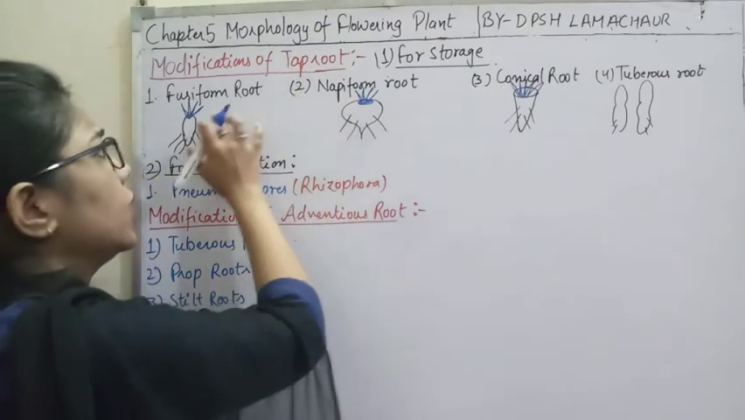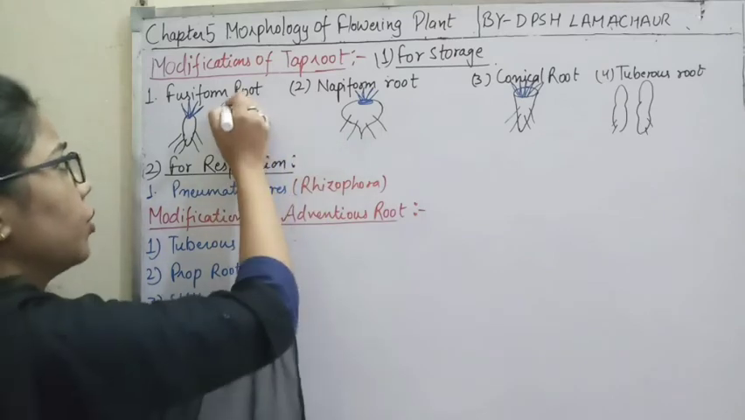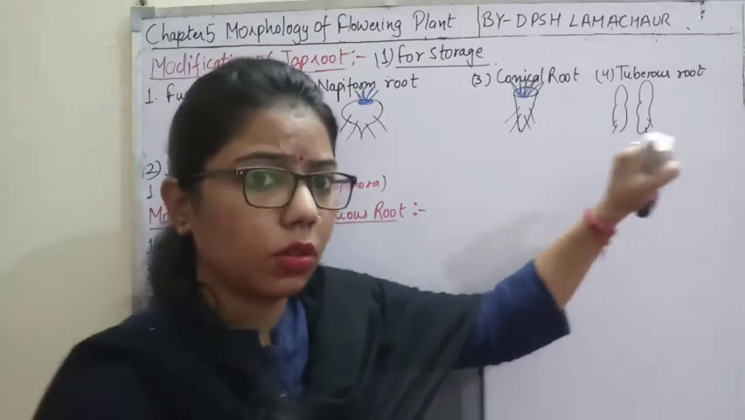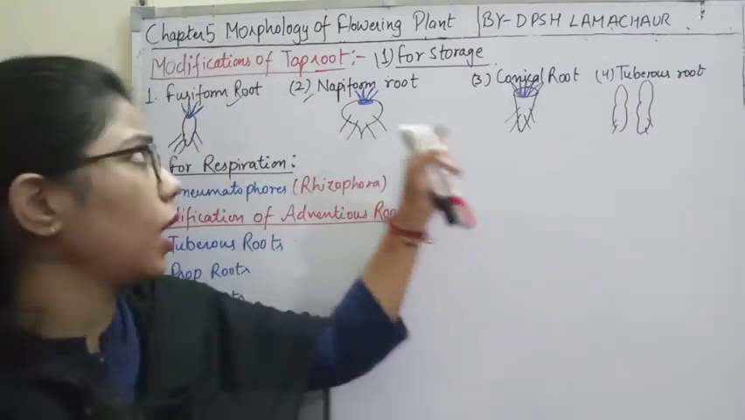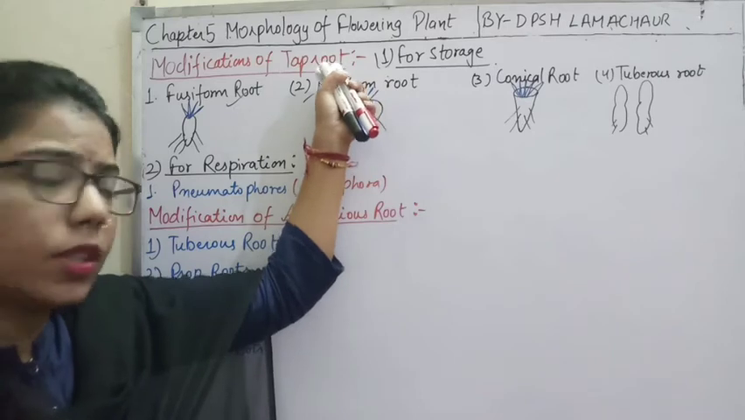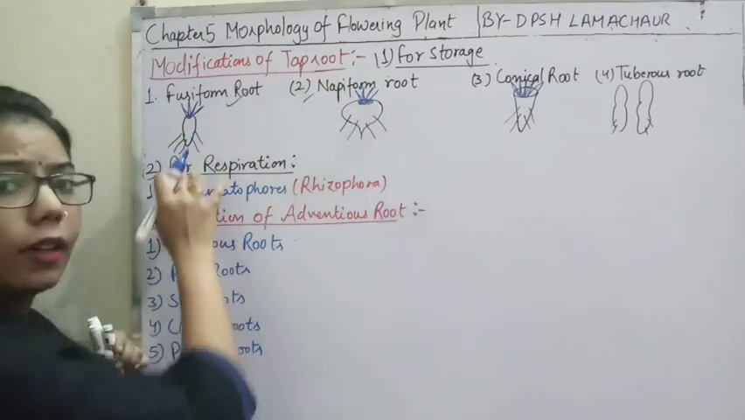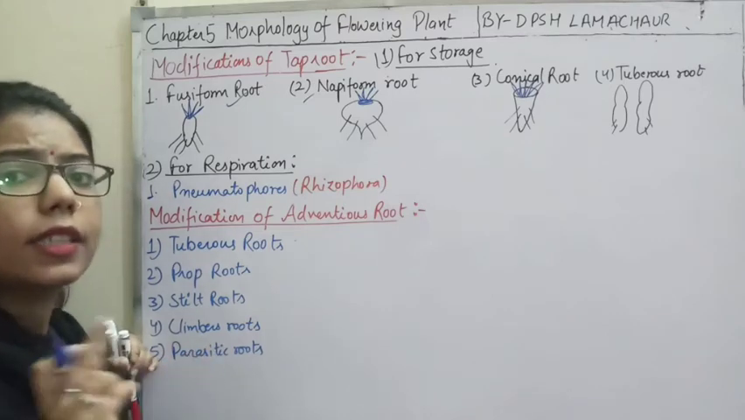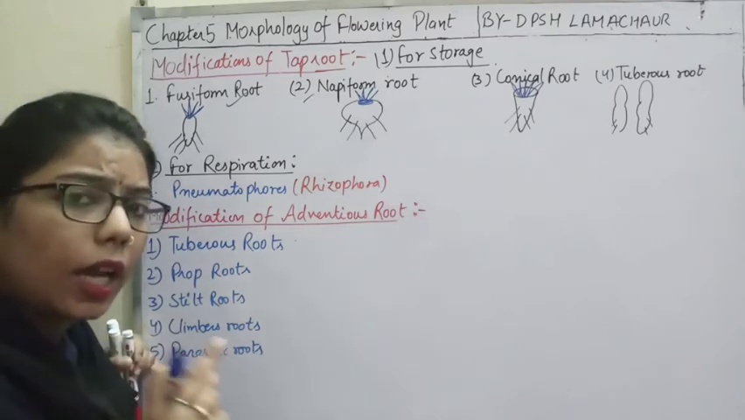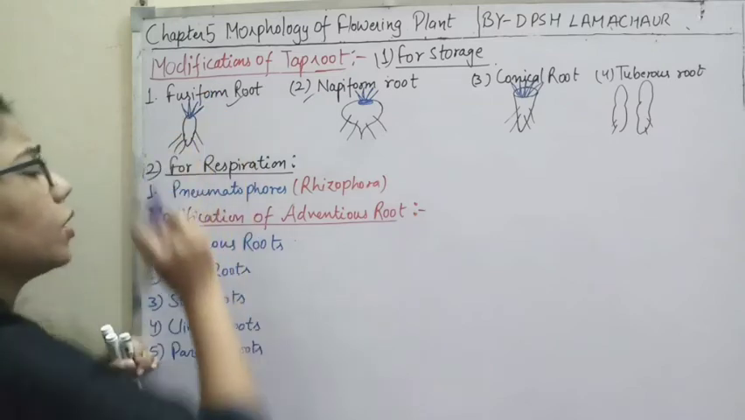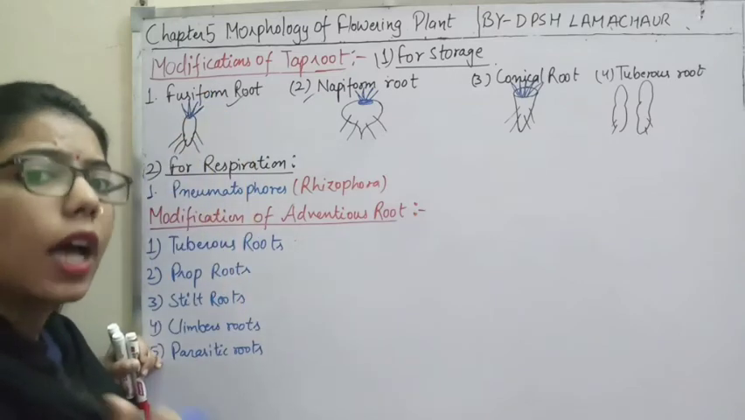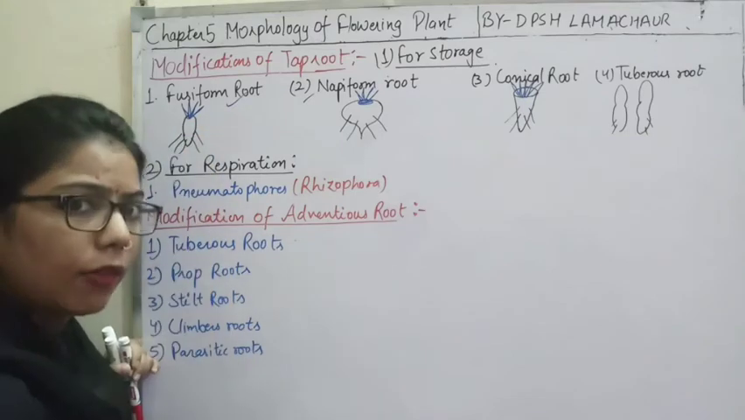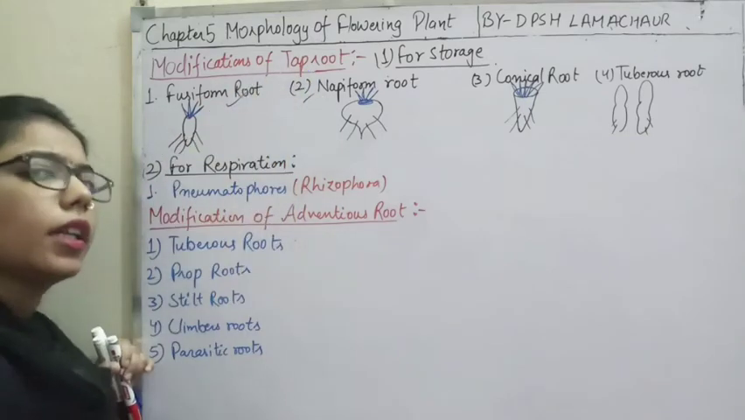Okay, so these are the different forms: fusiform root, napiform root, conical root and tuberous root. All these forms are of the taproot system. Why? Because they are developing directly from the radicle, and the radicle is developing from where? From the hypocotyl. So this region of the seedling structure is known as the hypocotyl. Clear? And from here the roots are developing, that's why it comes under the taproot.